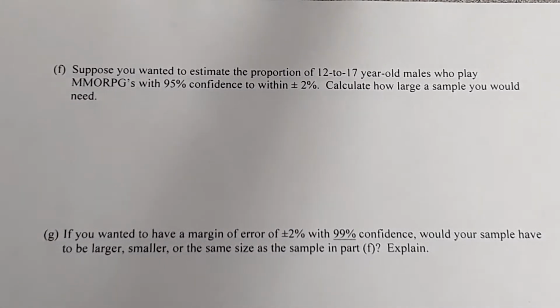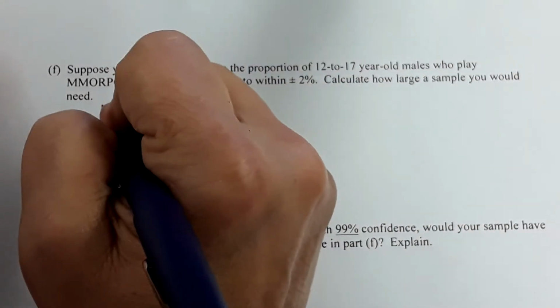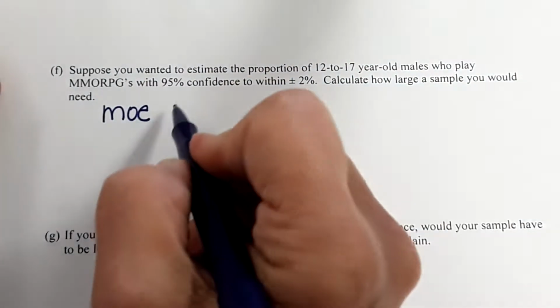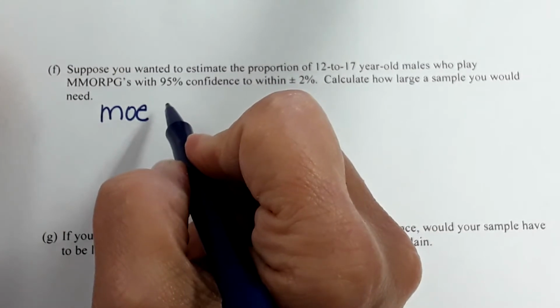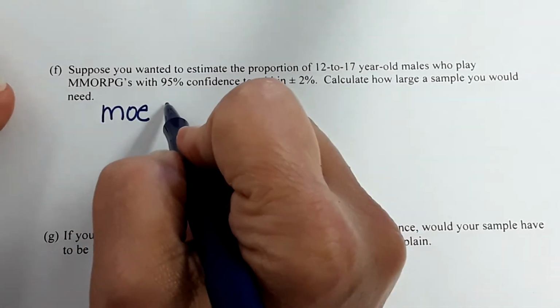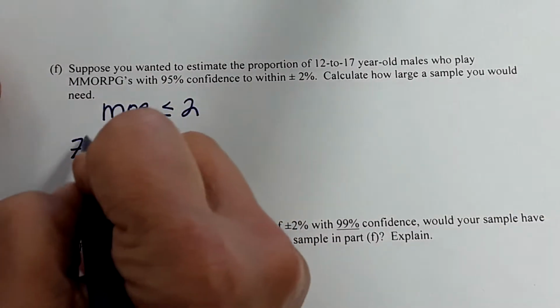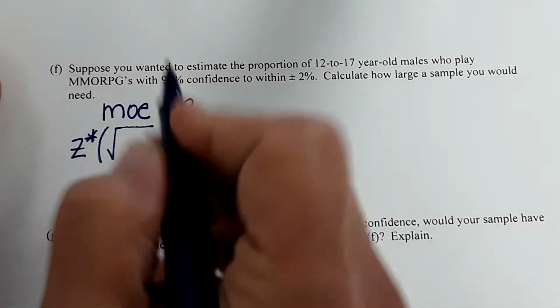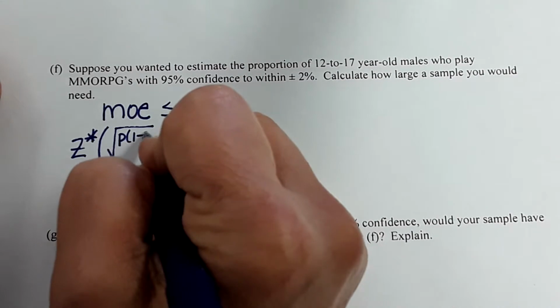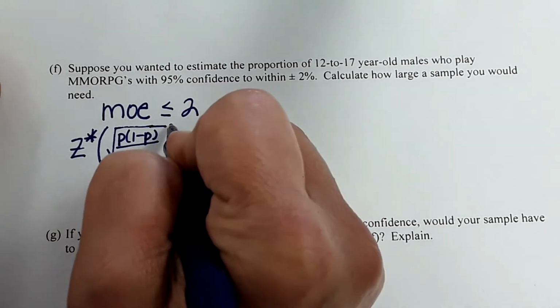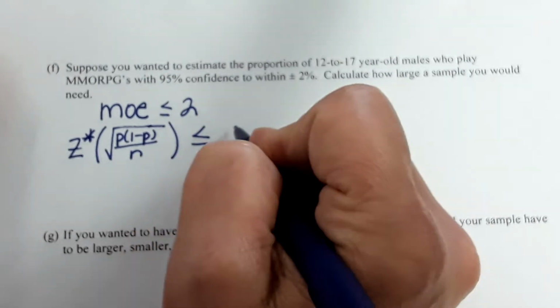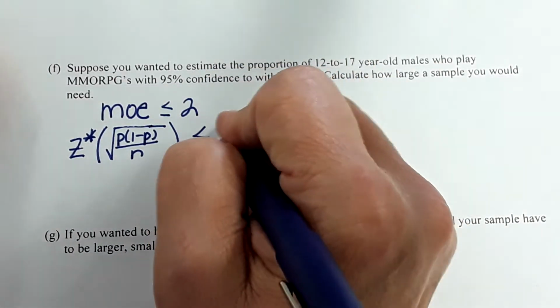Okay, so they gave us 95%. What does 95% help us find? The critical value, the Z star. So we know we want the margin of error to be within 2%, plus or minus 2. So the margin of error is Z star times the square root of P times 1 minus P, or P hat, divided by N. And we want it to be less than or equal to 2.